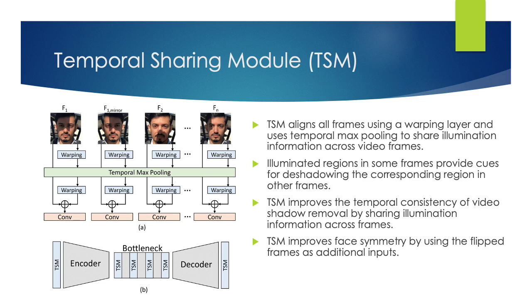Similarly, when enforcing face symmetry by using the input frame and the flipped frame, parts of the input frame under shadow may become illuminated in the flipped frame, which provides important cues for deshadowing the input image.